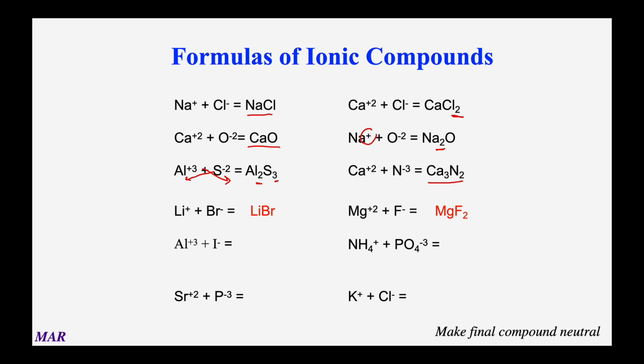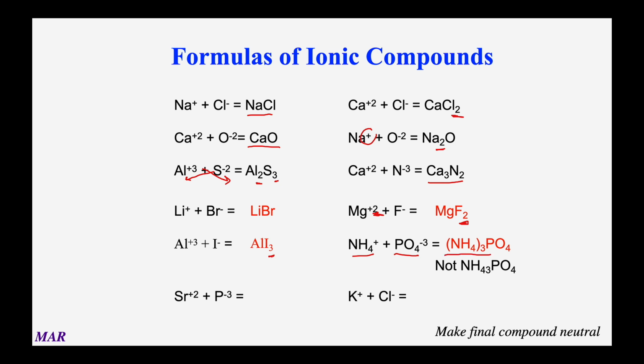Magnesium and fluoride, you can see there's a +2 on the magnesium. Fluoride's only -1, so we're going to need 2 of them. That's magnesium fluoride. Aluminum and iodide, same kind of thing. We're going to need 3 -1 iodides to balance the aluminum. The next one is a combination of polyatomic ions. Ammonium is NH4+, and phosphate's -3. But just like with the other ones, you're going to need 3 +1 ammoniums to balance the phosphate.